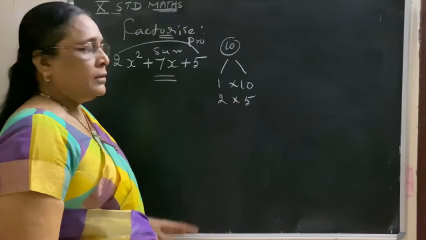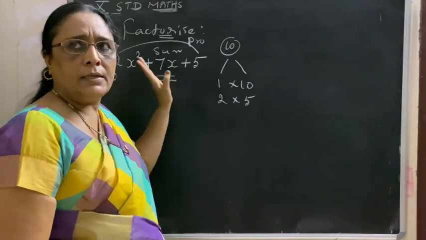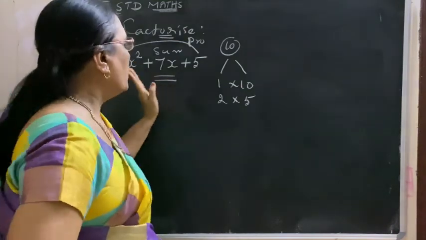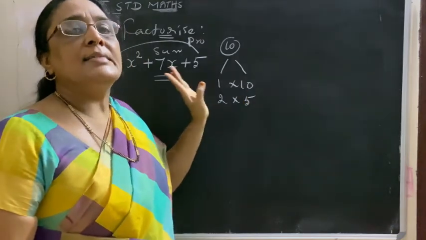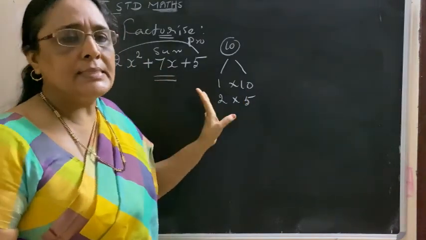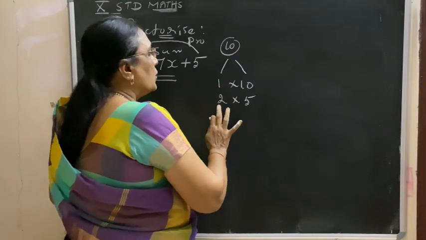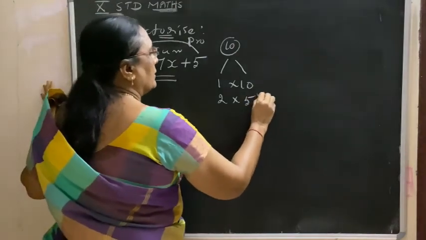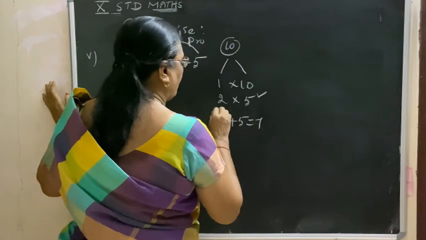What about the center term? Center term is a sum of 2 numbers, so you have to get the sum of the numbers as 7. Now add it. 1 plus 10 is 11. 2 plus 5 is nothing but 7. So you can take this: 2 plus 5 is equal to 7.